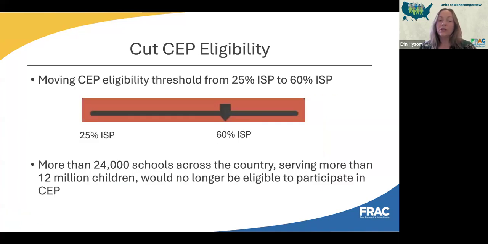The first proposal looks at increasing the participation threshold in community eligibility from the current level of 25% up to 60% identified student percentage. If this proposal were to pass, more than 24,000 schools reaching 12 million children would no longer be able to participate in the community eligibility provision. There are schools in every single state that would lose access to CEP if this proposal were to pass. Next slide, please.